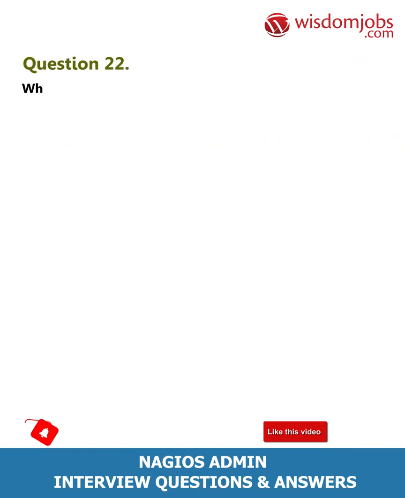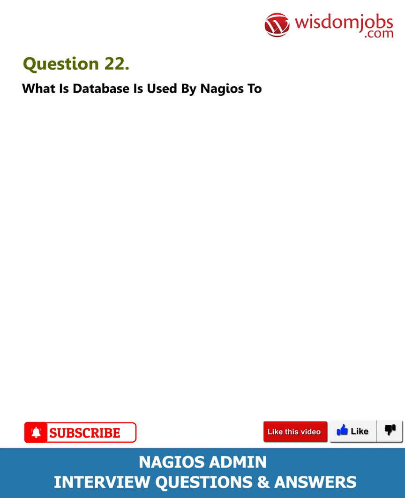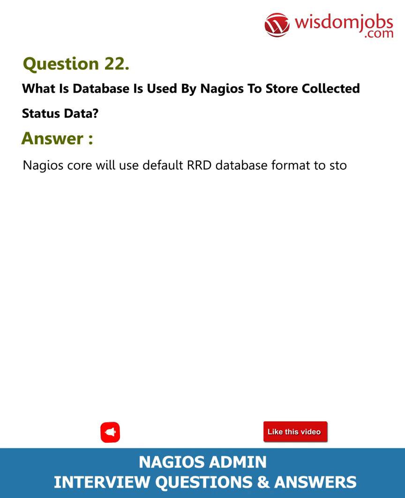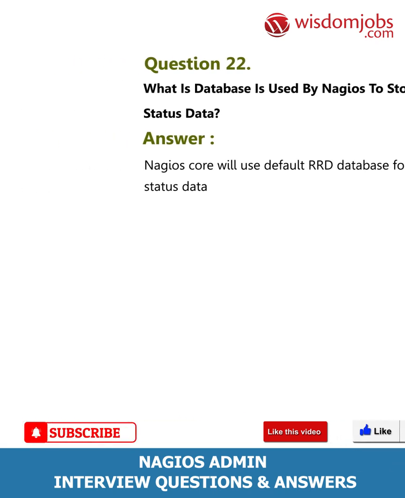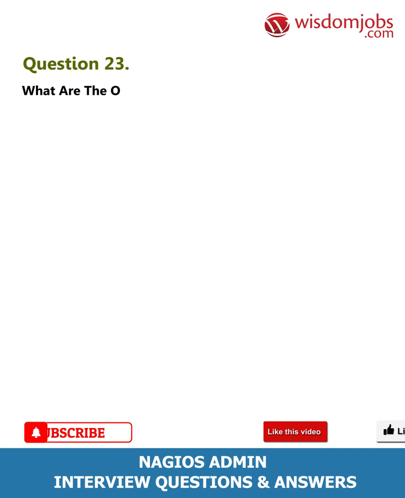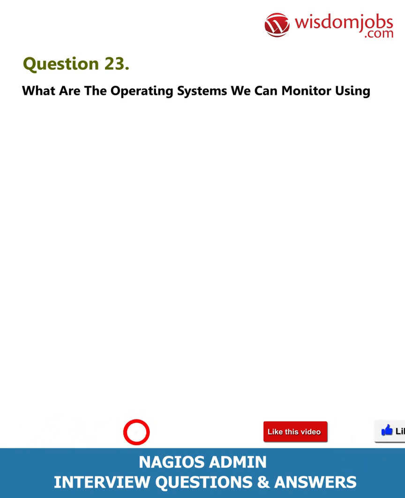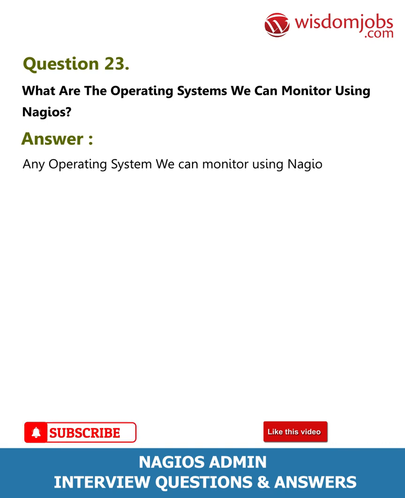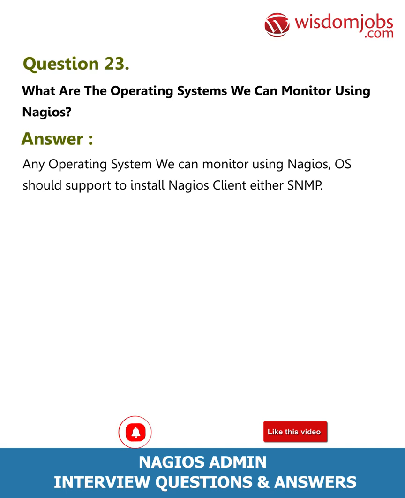Question 22. What database is used by Nagios to store collected status data? Answer. Nagios Core will use the default RRD database format to store status data. Question 23. What are the operating systems we can monitor using Nagios? Answer. Any operating system can be monitored using Nagios, as long as the OS supports installing a Nagios client, either NSClient++ or NRPE.